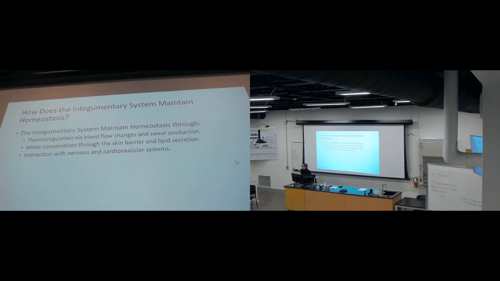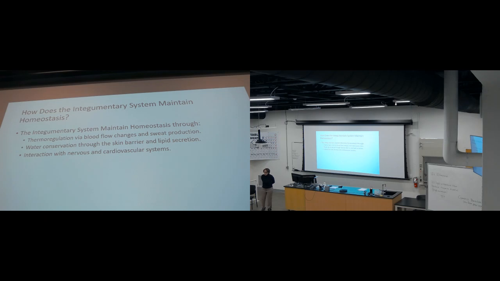So then what is the role of the integumentary system in maintaining homeostasis or dynamic equilibrium? Well, one way is by helping us to maintain body temperature so that we don't have high or low body temperature. We maintain it at 37 degrees Celsius with a variation of plus or minus 5 degrees Celsius, which is 98.6 Fahrenheit.